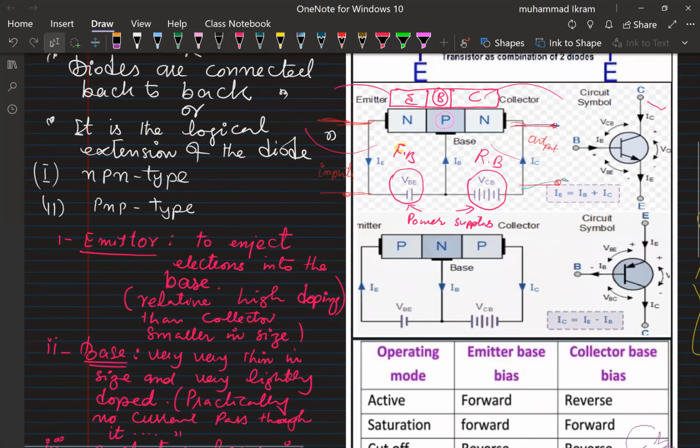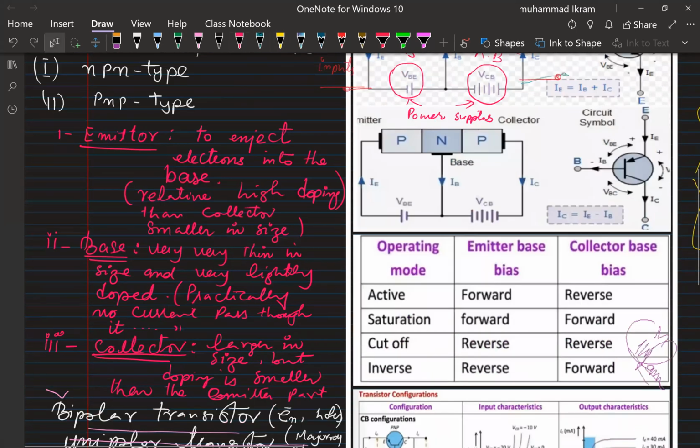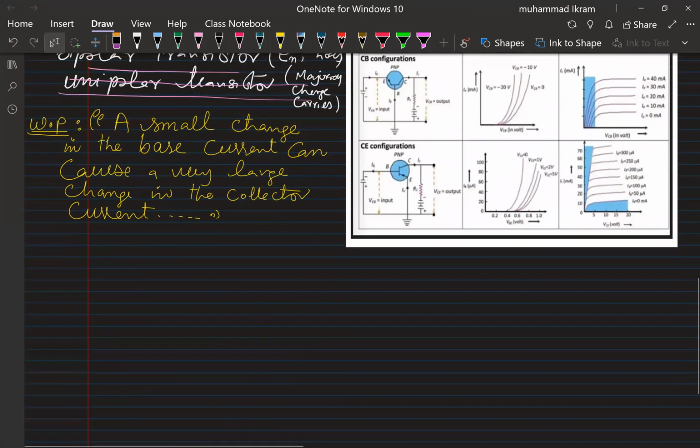Now, for the working of the transistor, as I told, the working of the transistor.